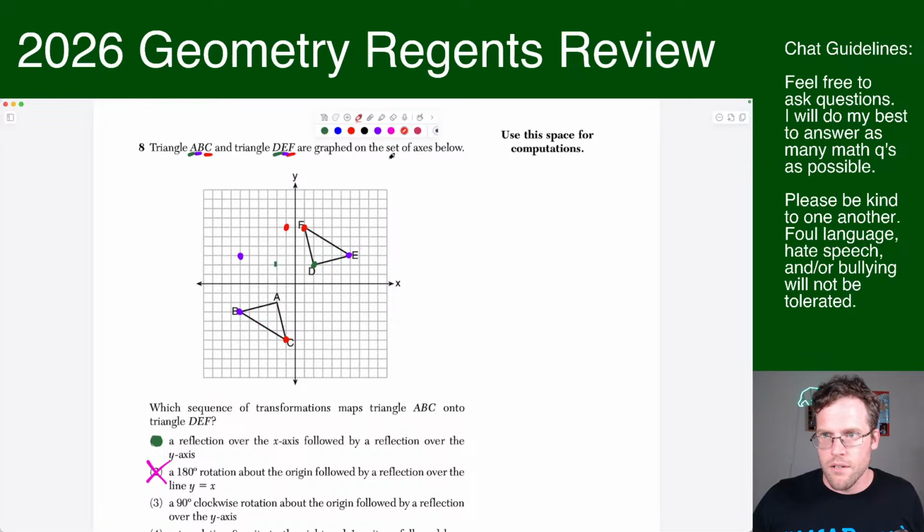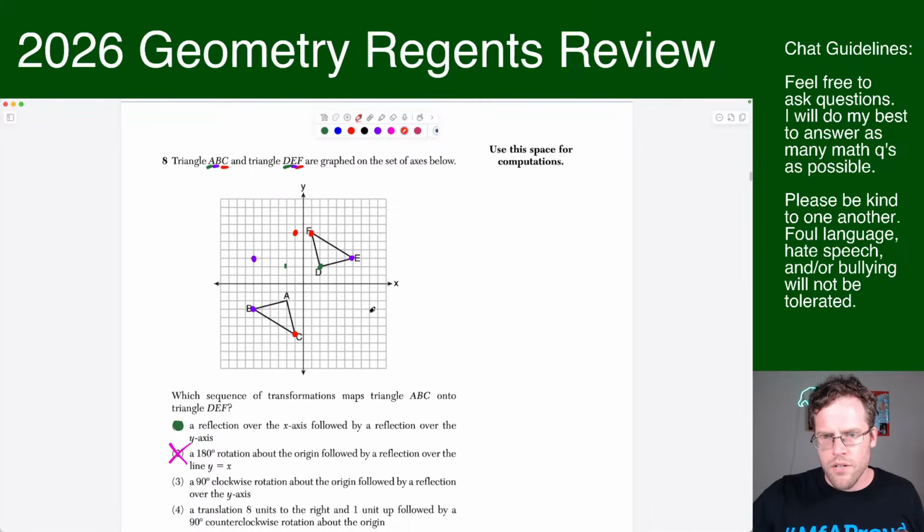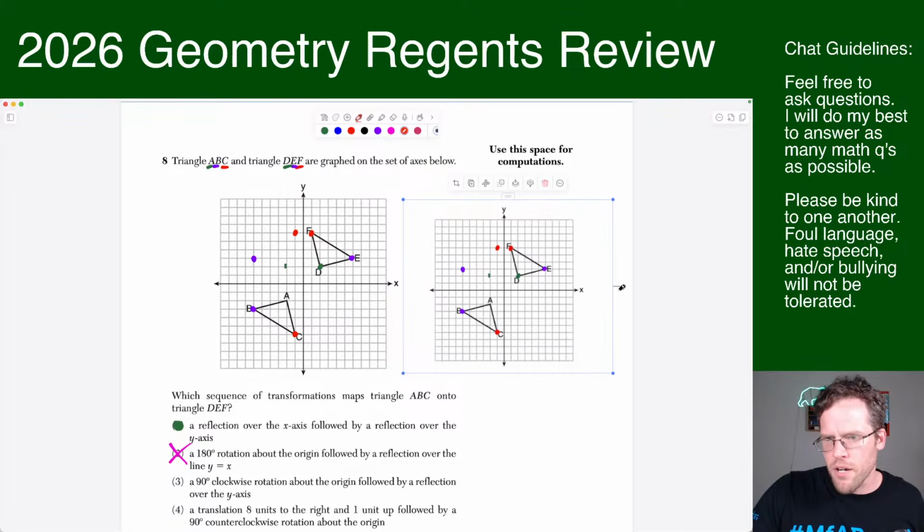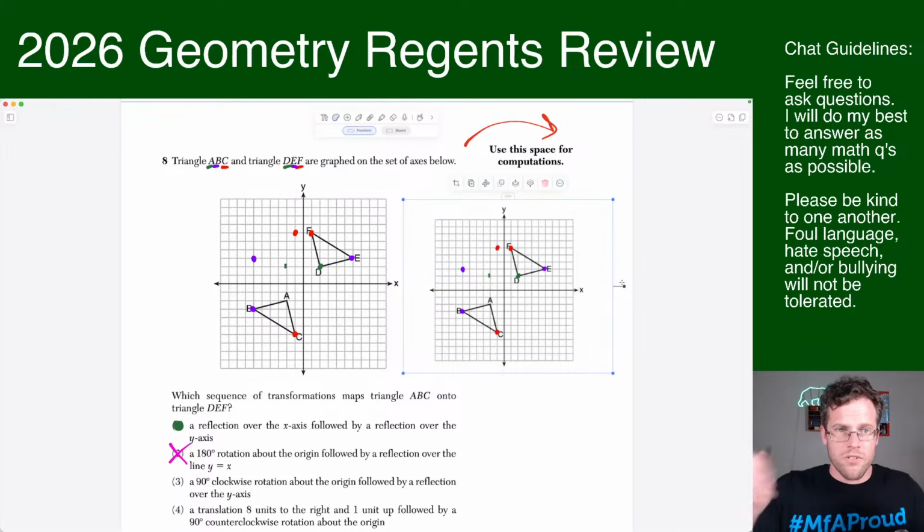And then, let's see. A 90-degree clockwise rotation about the origin, followed by a reflection over the y-axis. Why is this one no good? So what I like to do when I'm rotating, I'll show you a little trick I use: when I rotate something, I actually take my paper and I turn it. Rotating 90 degrees clockwise is like going this way. So I take my test paper and turn it like this.